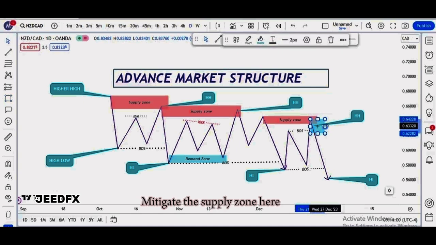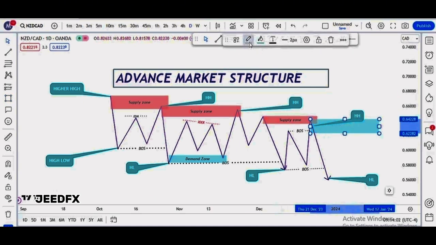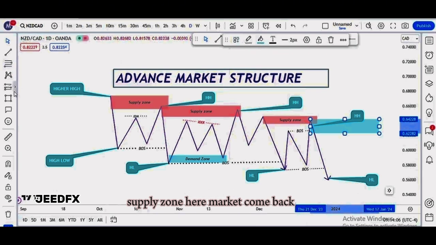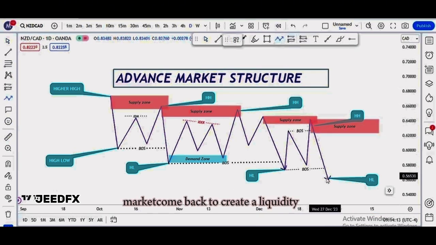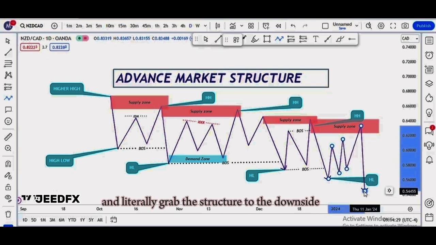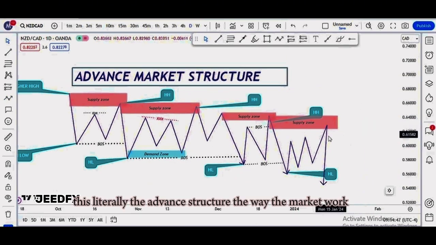To mitigate the supply zone here. The market comes back, creates liquidity, comes back, touches the zone and literally breaks the structure to the downside. This is literally the advanced structure, the way the market works.